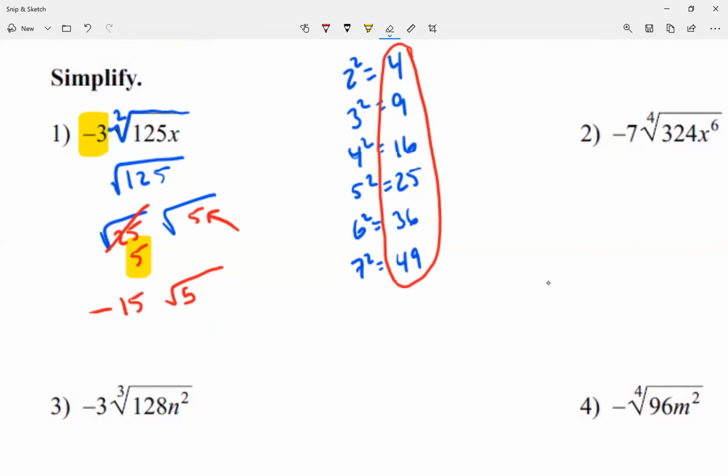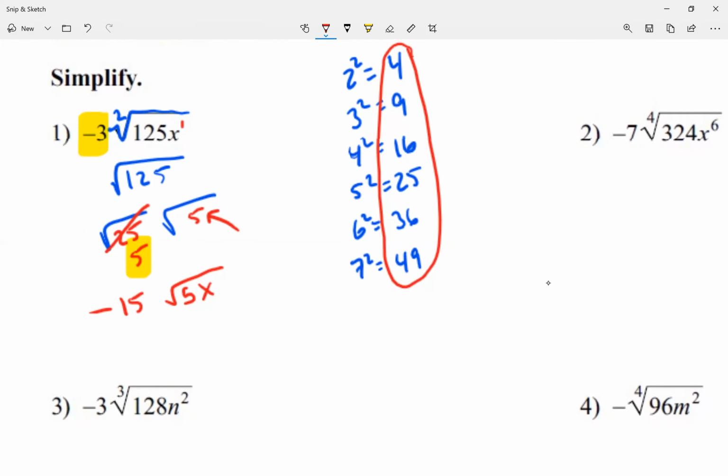I cannot simplify number-wise. Now letters. Inside, my exponent is 1. My root is 2. In order for a letter to come out of the radical, my exponent on the inside has to be bigger than the root. So in this case, I cannot. My x has to stay inside. Okay, so that's it. My answer is -15 radical 5x.